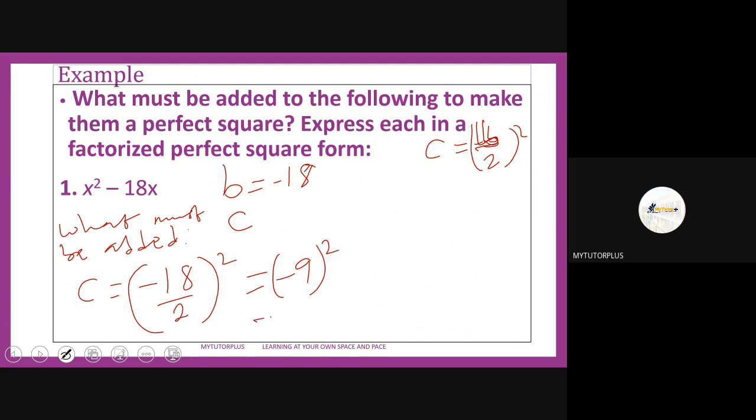You can simplify this further. Minus 9 in bracket square will give me 81. So 81 must be added.